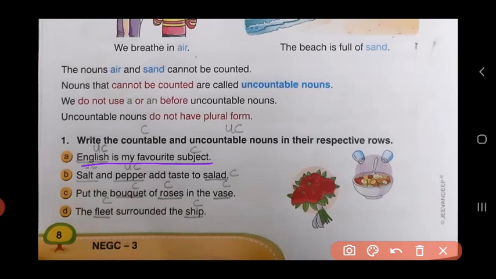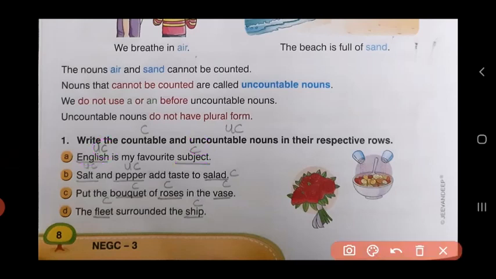Here, in this sentence, you have 2 nouns. You have English, which is a proper noun, and subject, which is your common noun. English is a language and cannot be counted. So, English becomes uncountable. Subjects can be counted. So, subject becomes countable.